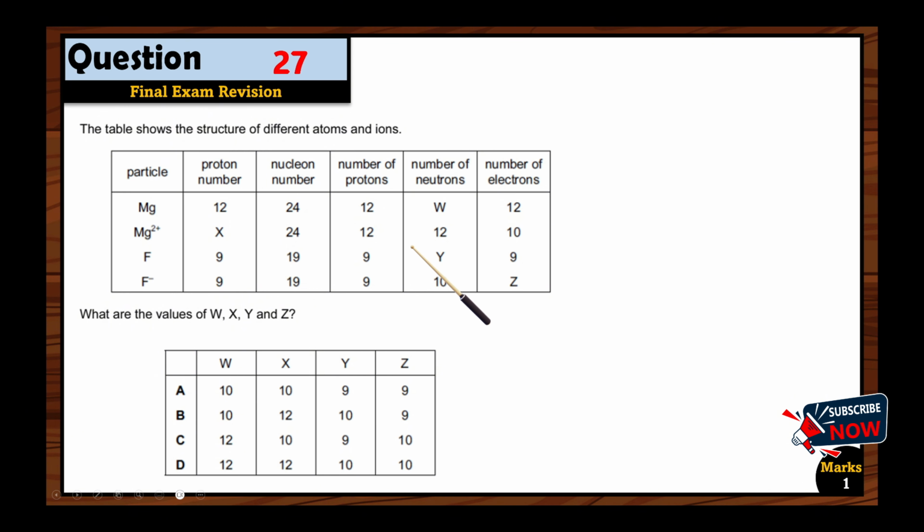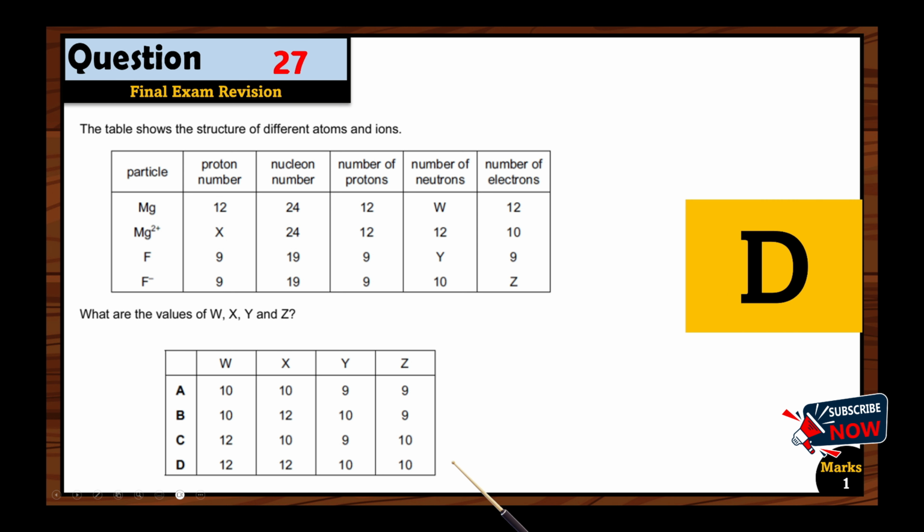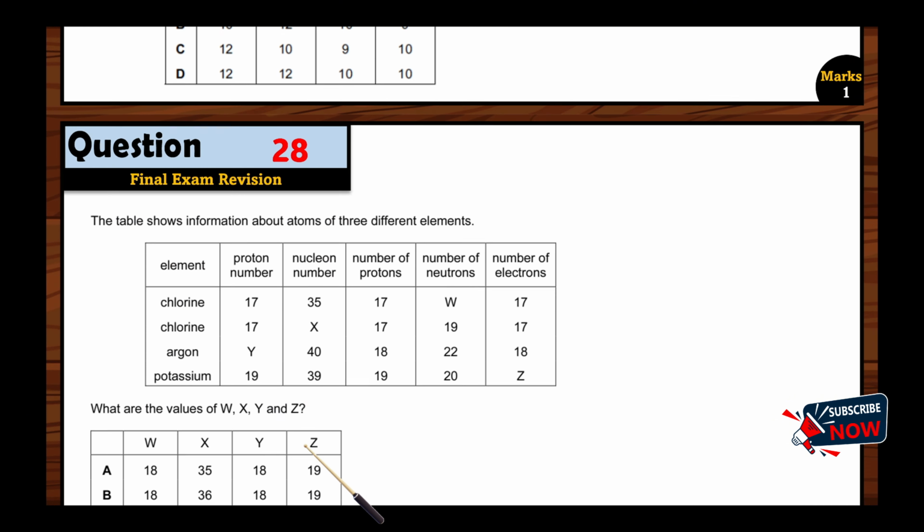So how many neutrons can we have? The nucleon number is 19 and the proton number is 9, so 19 minus 9 is 10. Of course, D is the right option: 12, 12, 10, 10. You don't need to find Z. You can save your time because you have already found that these three options are correct.